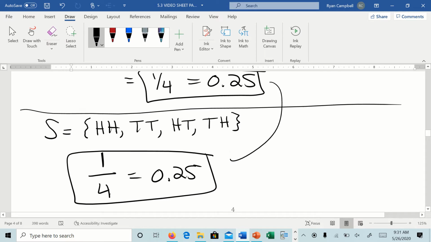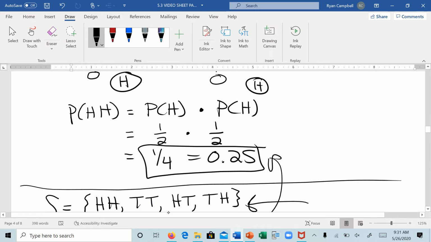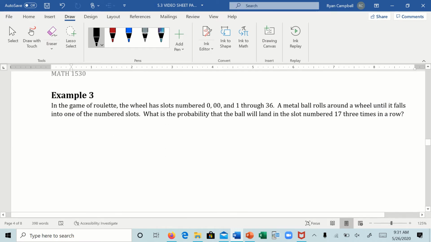So same answer. And again, you won't be able to do this every time, because what if I said 15 coin flips? That's going to be way too many. And that's why we have this way of doing it. All right, let's look at another one.